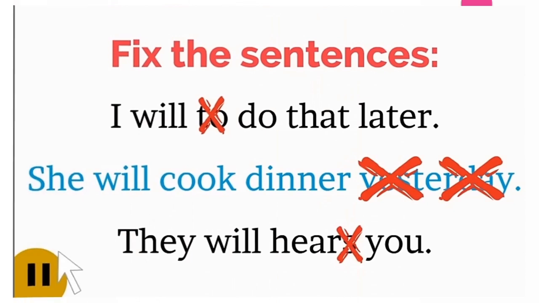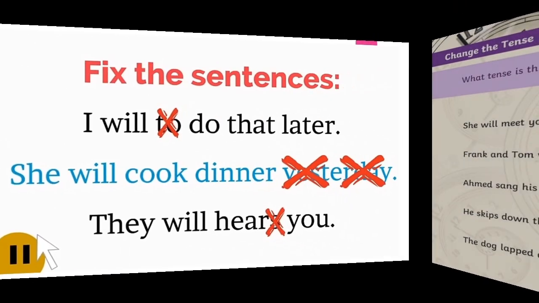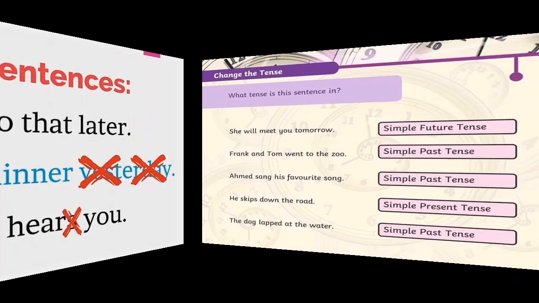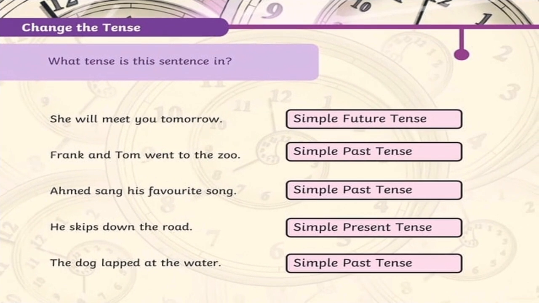Now some common mistakes. After will, we put the verb without to. I will do that later. For example, you need to focus. In the future, we can't use yesterday. We use, for example, tomorrow or next week. We can't use the present form. They will leaves you is wrong. They will leave you, and etc.